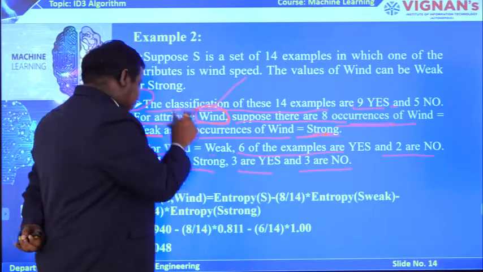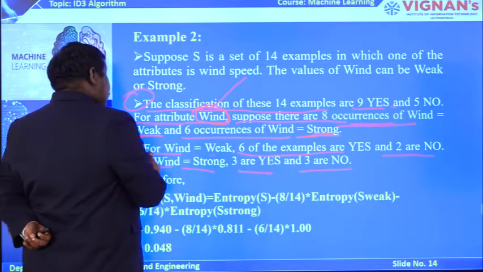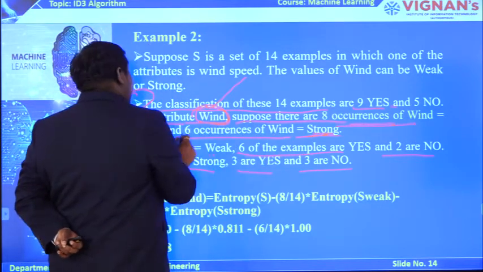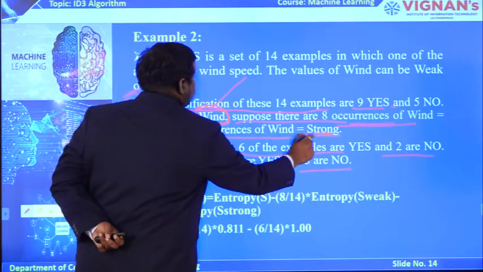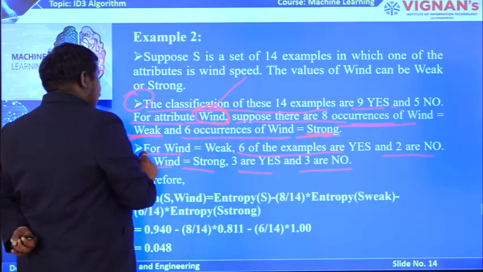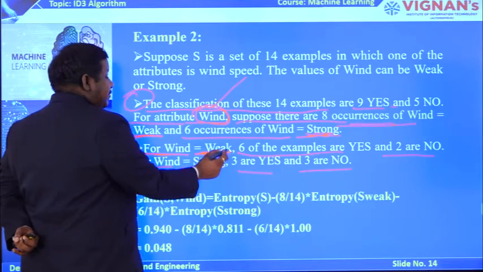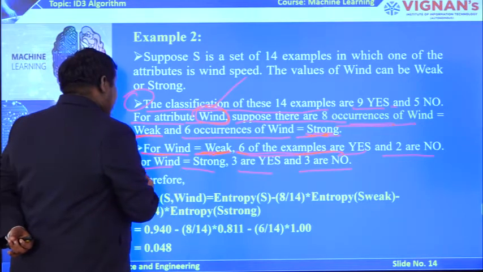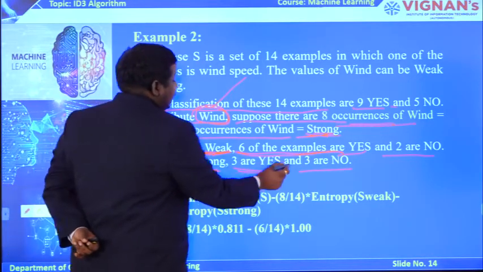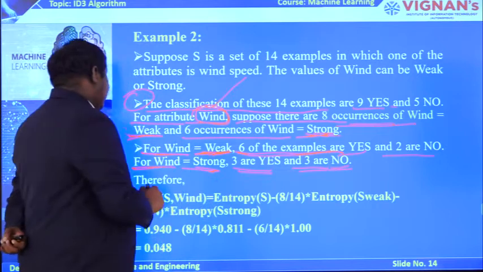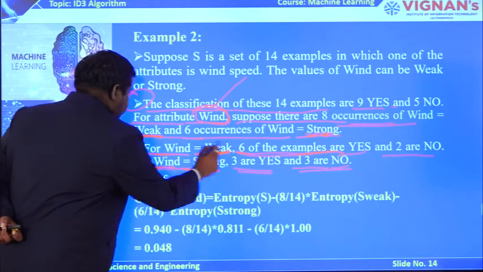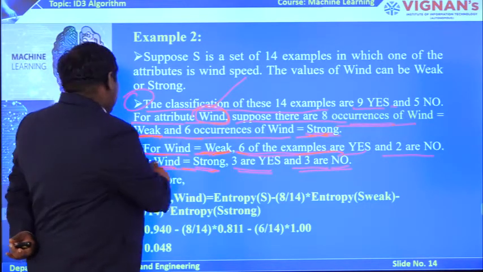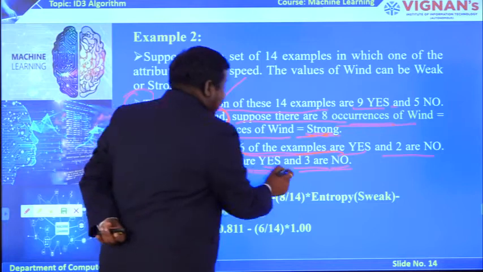So, consider this equation here. Suppose there are 8 occurrences of wind equal to weak and 6 occurrences of wind equal to strong. And for the second case, if the wind is weak, 6 of the examples are yes and 2 are no. Similarly, for wind equal to strong, 3 are yes and 3 are no. How is the information gained? You consider these values.